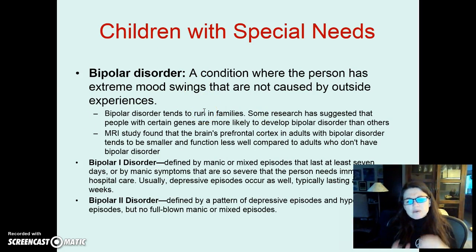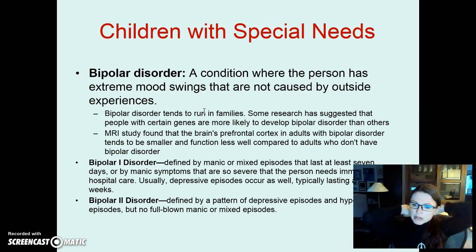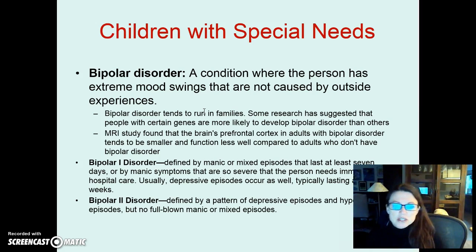So bipolar is another one the book talks about. Extreme mood swings not caused by outside experiences. Tends to run in families. Some research has suggested that some people with certain genes are more likely to develop it than others. An MRI study found that the brain's prefrontal cortex in adults with bipolar tends to be smaller and function less well compared to adults who don't have bipolar.